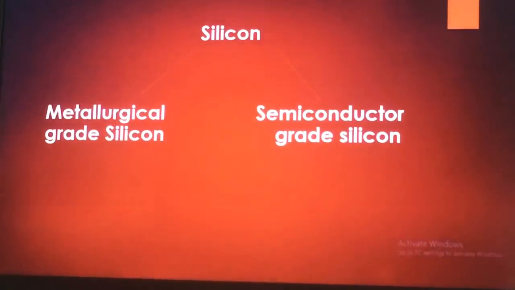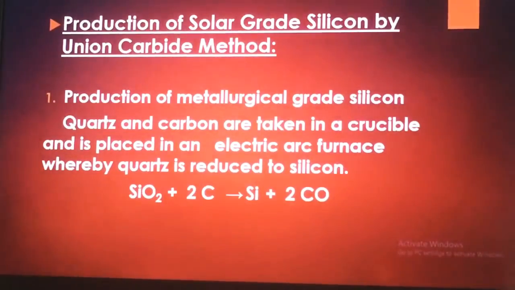Now let us see how the semiconductor grade silicon is obtained or produced using the union carbide process. Production of solar grade silicon, that is semiconductor grade silicon, by union carbide method. This method was first developed by Union Carbide Chemicals in United States of America, and therefore this method is known as union carbide method.